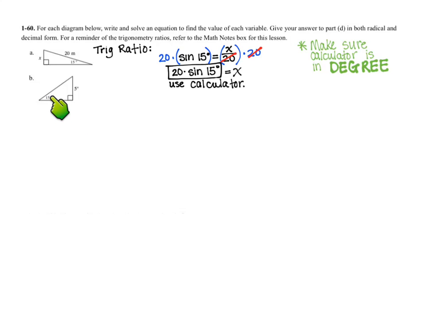but this time instead of the hypotenuse and opposite, we have the opposite, 5, and we have the adjacent to 15 degrees, which is x. So this time our trigonometric ratio is going to be the tangent, and it's saying the tangent of the 15 degrees is equal to the opposite over the adjacent. And again, we're trying to solve for x.